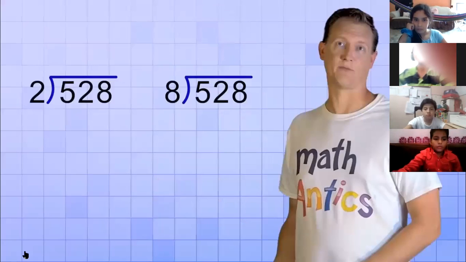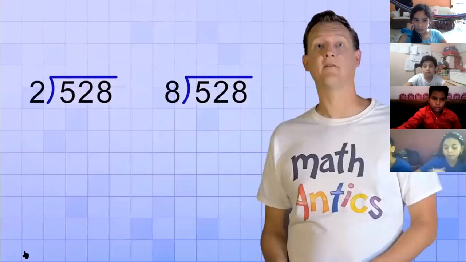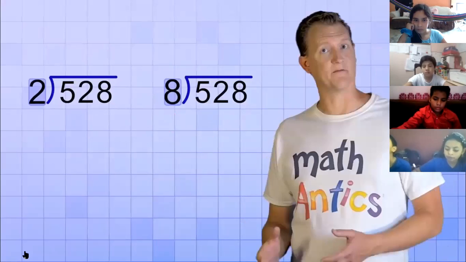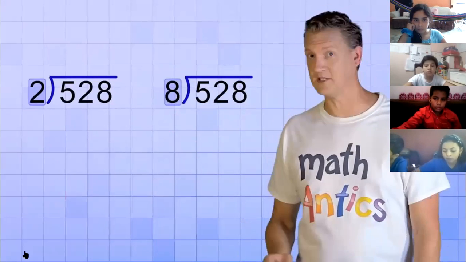The good news is that you kind of already know what to do. You just may not realize it yet. To see what I mean, have a look at these two division problems. They both have the same dividend and both have a one-digit divisor. But these divisors are different numbers, and as you'll see, that's going to affect our digit-by-digit division process.